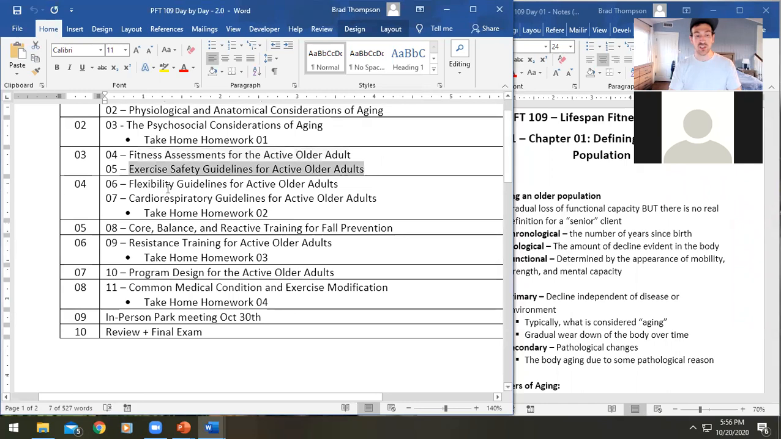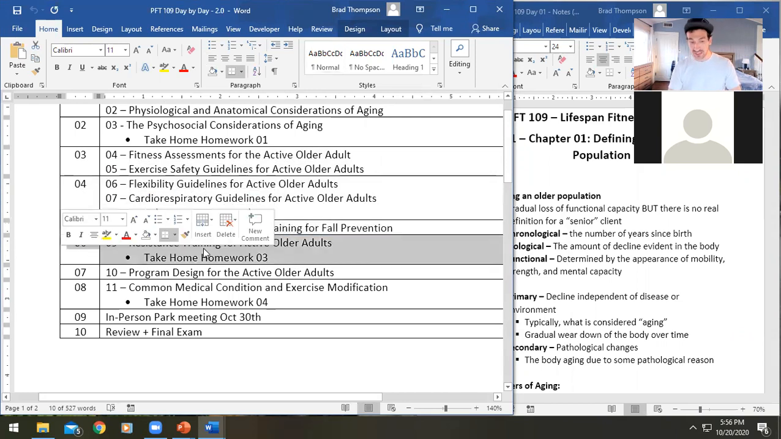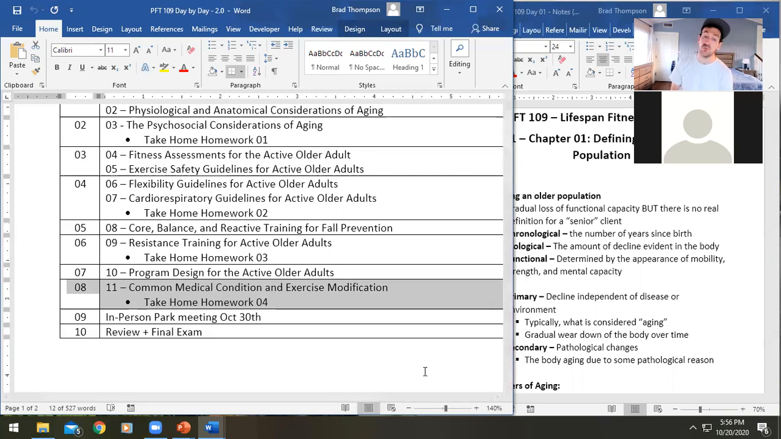Then we will get into flexibility and cardio training for our senior clients, movement prep for our senior clients, resistance training for our senior clients. So then that'll be the entire OPT template that we've gone through. We will have big chart day on our 7th day, where we will go over literally every NASM acute variable that exists. And then we will end it with common medical conditions and exercise modifications that we should make for our senior clients, which will make a lot of sense considering we just went through our special populations class.